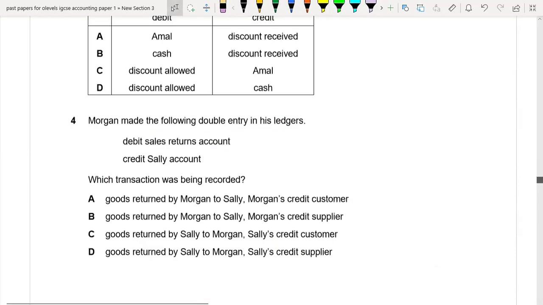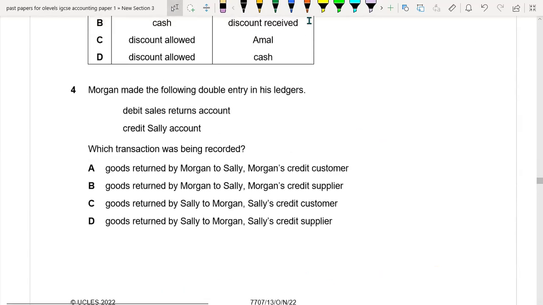Okay, question number 4. Morgan made the following double entry in his ledgers: debit sales return account, credit sales account. Which transaction was being recorded? So if the sales account is credited and the sales return is debited, it means that we basically receive the sales return from the customer. So Morgan made the following double entry. Okay, so Morgan is basically the supplier of that person.